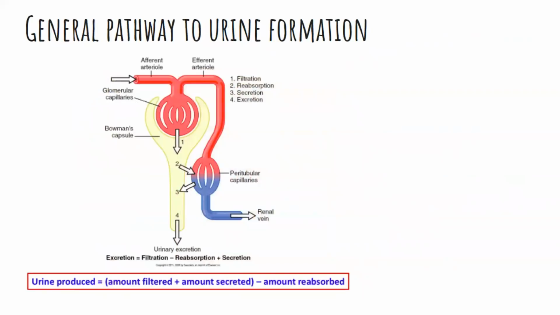So now we'll just go through the general pathway to urine formation. So you've got your afferent and efferent arteriole. So they bring in blood and take away blood, which ultimately aims to be filtered, really. And there's three things, again, that happen. So you have filtration, secretion, and absorption. And that equation at the bottom will give you the urine production.